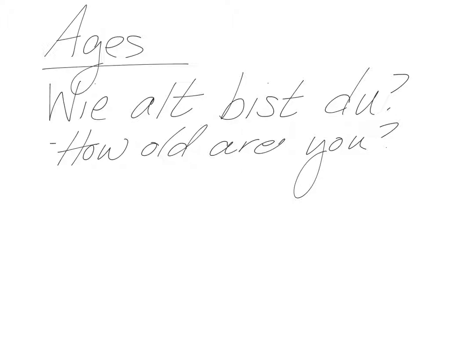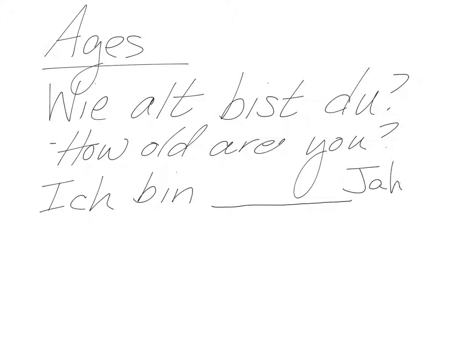Wie sagt man I am? What's your first word? Ich. Good. So try that. Ich bin. And then you're going to fill in whatever your number is. You don't need to announce it to the class. And then after that, you're going to say Jahre. Try that. Jahre. What word do you think we need after that? Alt. Good.